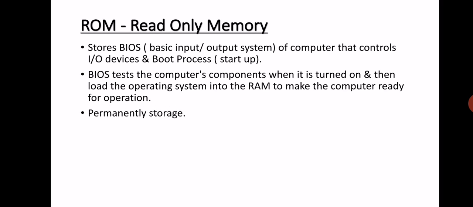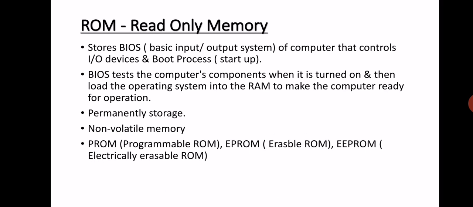ROM contains permanent storage and ROM is a non-volatile memory. Non-volatile means the information in the ROM doesn't get lost even when the computer is turned off. There are three types of ROM: PROM, programmable ROM, EPROM, erasable ROM, EEPROM, that is electrically erasable ROM.